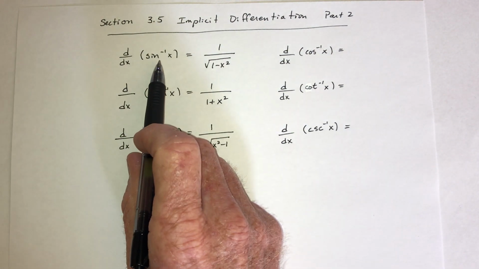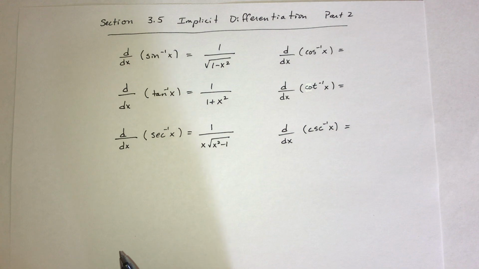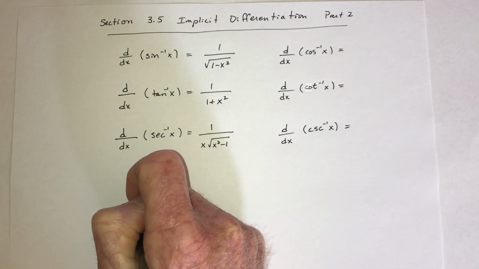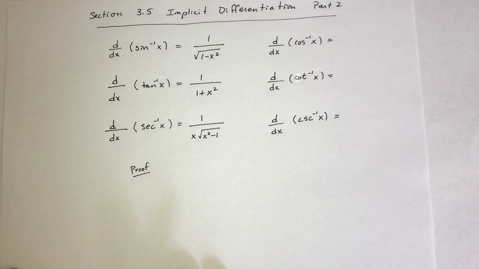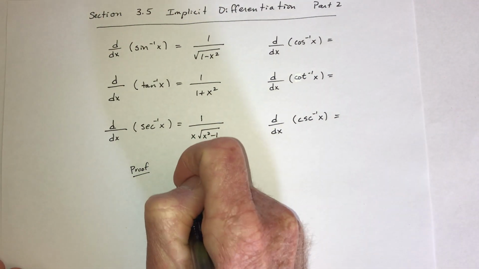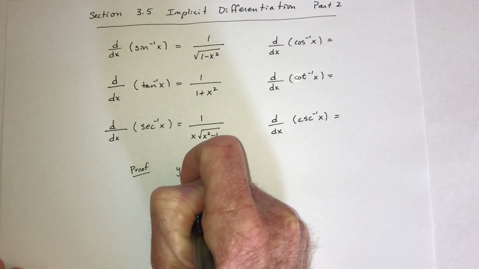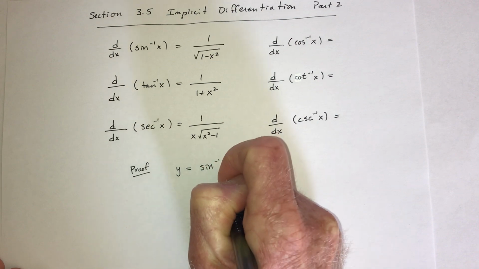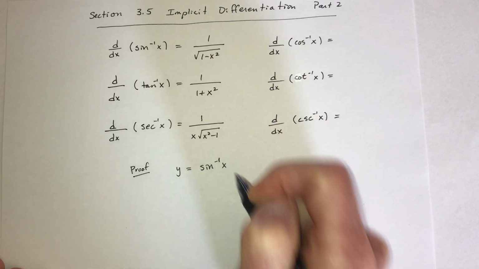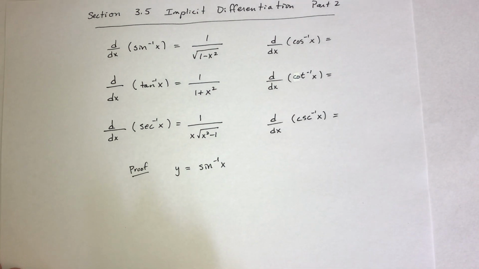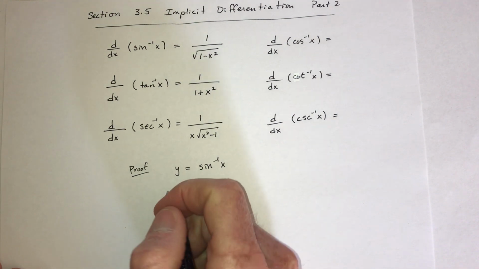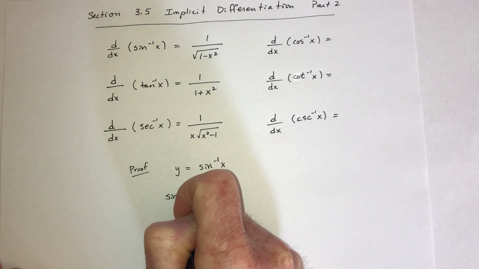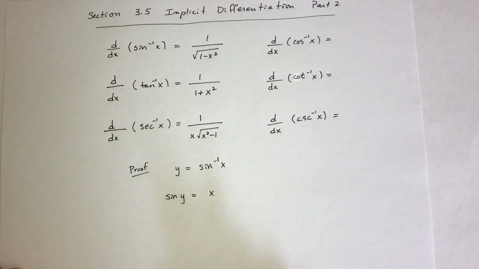How about just start at the top, sine inverse? Why does the derivative equal this? So if you want to prove it, start with, you say, okay, I've got this function, y equals sine inverse of x, and I want to find y prime. Well, what you could do with this one is take sine of both sides. So it would then say sine of y is equal to x.